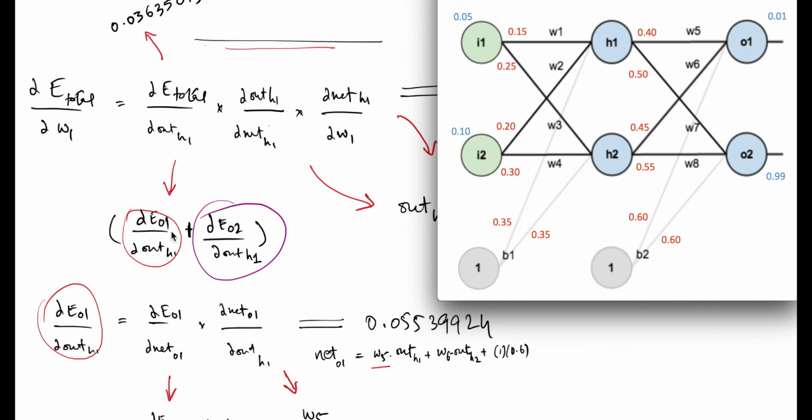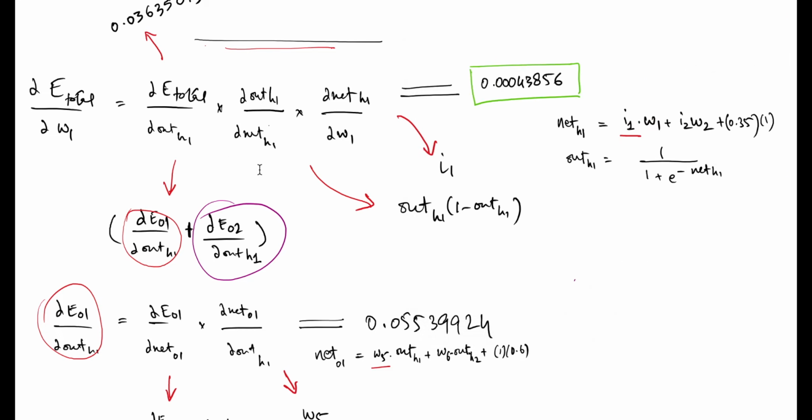which is why we break the error total into two, error o1 and error o2, and take partial derivatives with respect to out h1. Okay, out h1 because we're talking about w1. When we talk about w2, yes, we will take out h2, but when it comes to w3 and w4, we'll be using out h2 in the denominator. Okay, that is very intuitive to understand.